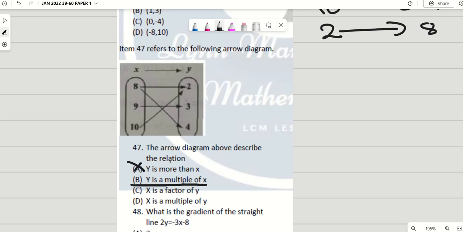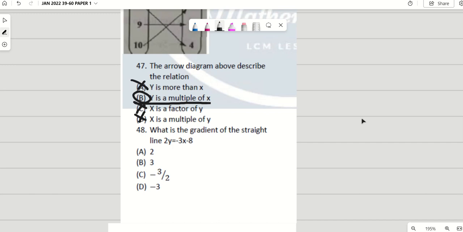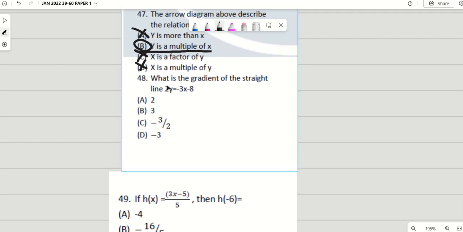What about D? X is a multiple of Y, meaning if you multiply these numbers by a certain amount, would you get 2? No. So C and D is out, so B is your answer. Y is a multiple of X, meaning if you multiply Y by any number, you'll get your X values, which is correct, right? Now they said, what is the gradient of a straight line?